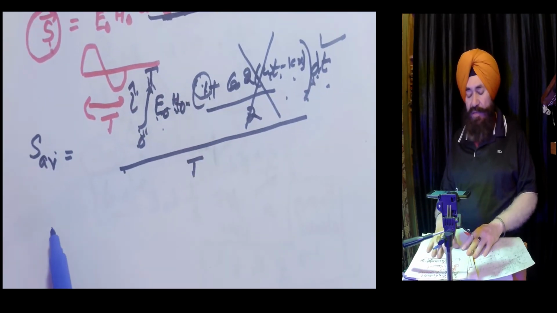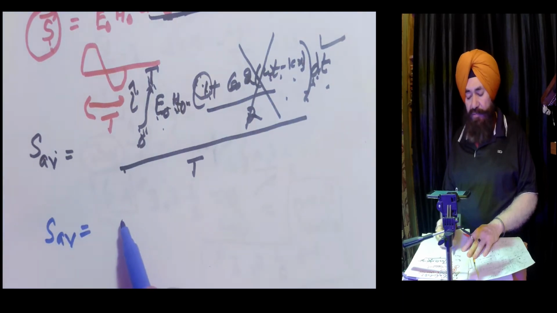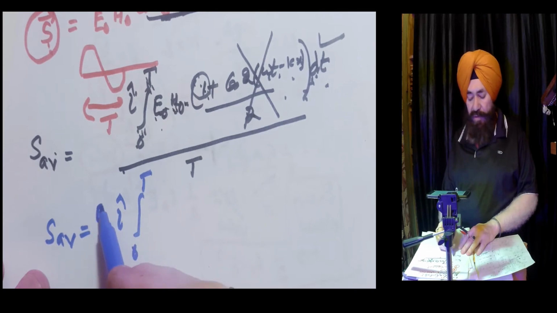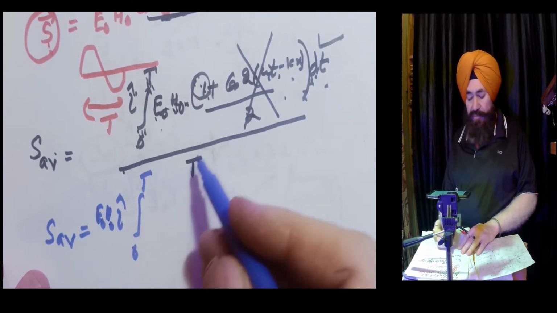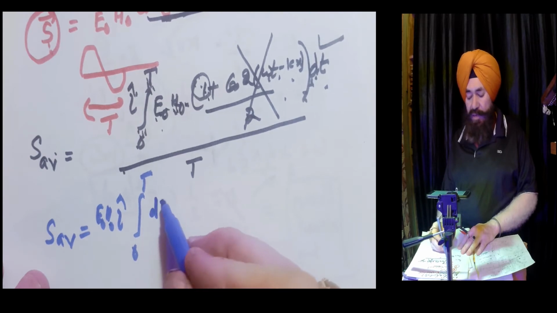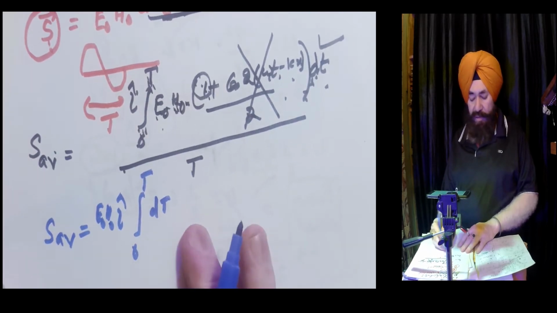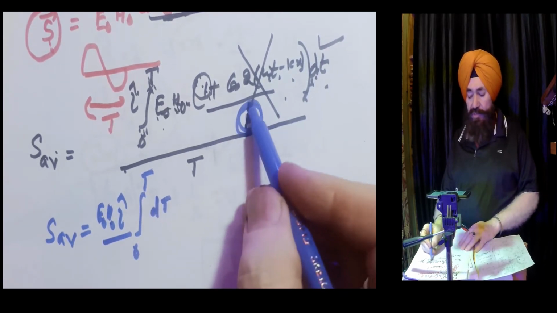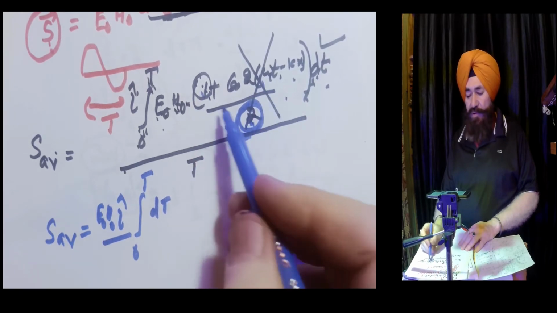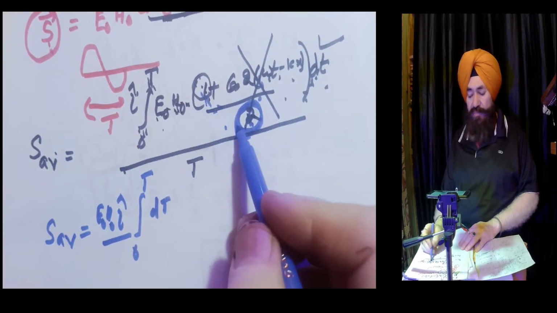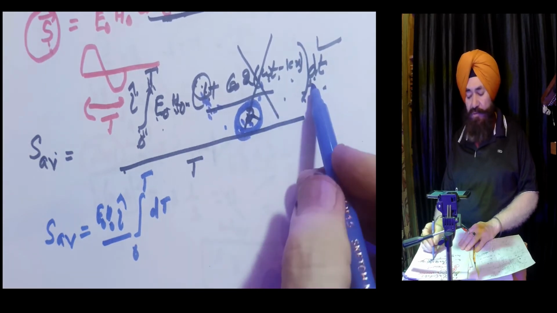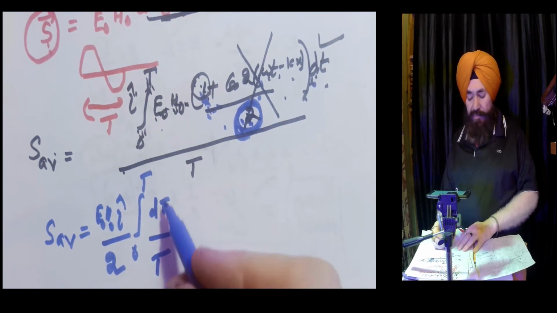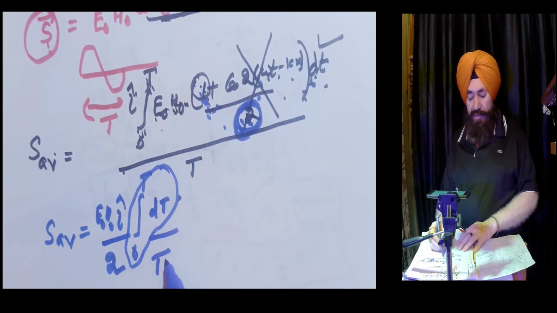S average becomes simple: i cap, integral from 0 to T of E naught H naught, then dt, divided by 2. This is 1 upon 2, and one term is there, 1 upon 2 into dt. So 2 here, divided by T. So this T and this T cancel.